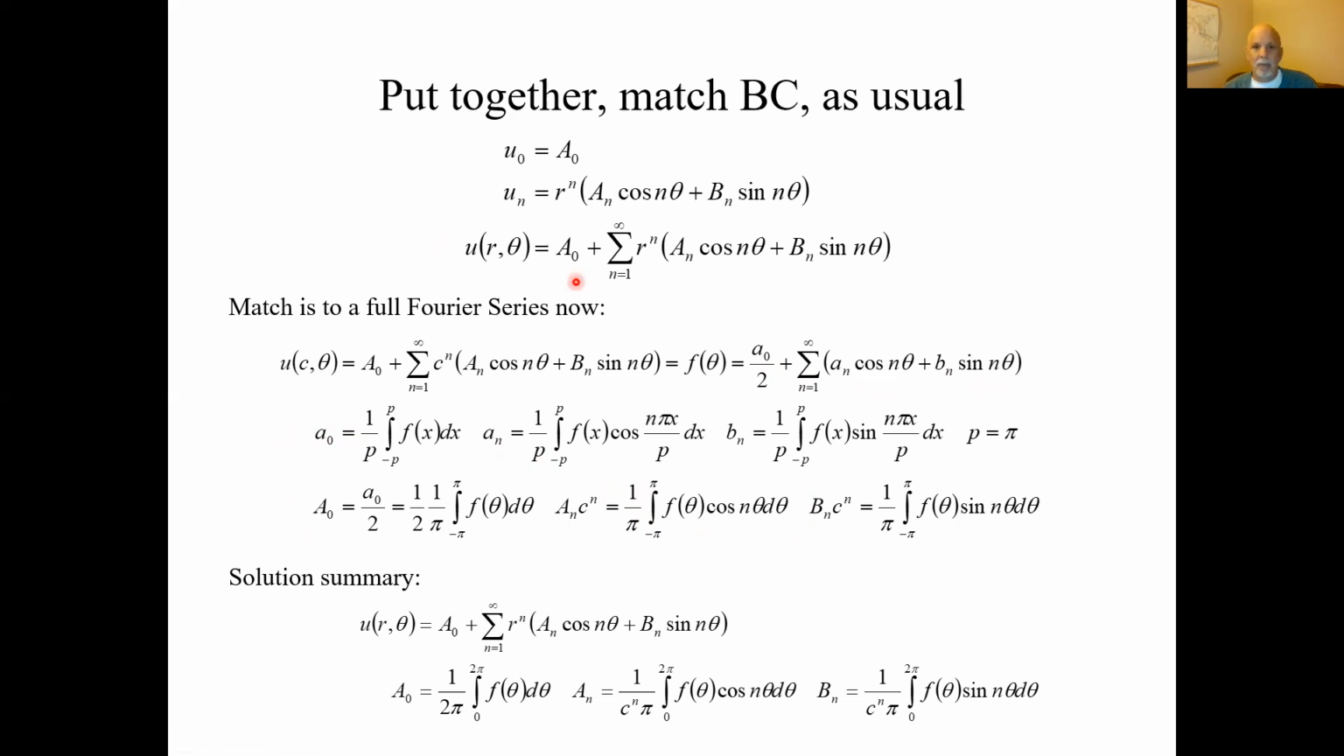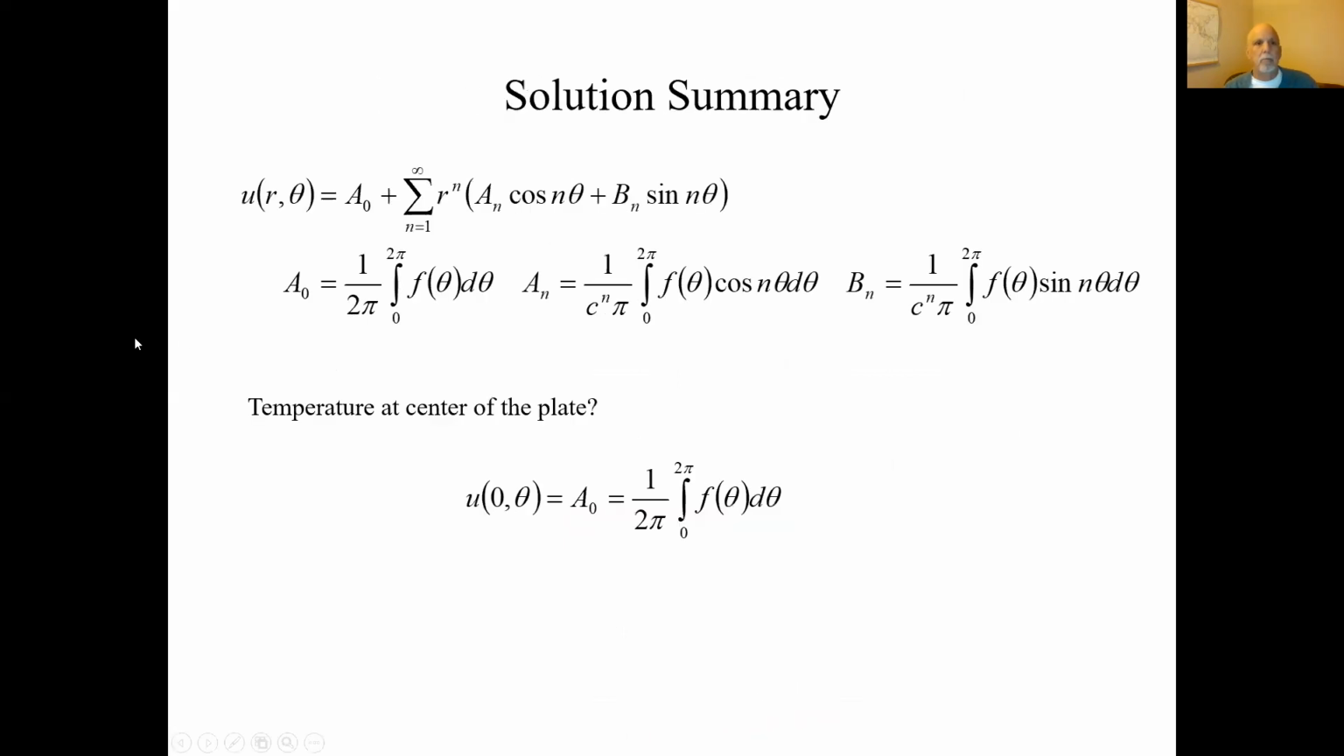So now, this was the solution, but now we have the big a's and b's. Big A sub 0 will be little a sub 0 over 2, which was this. So we're done. Big A sub n is this divided by C to the n. So you have this. Anyway, here's the summary. Here's the solution we had before. It matched everything except the outer edge requirement. And here are the big A's and B's, so you meet that outer edge requirement.